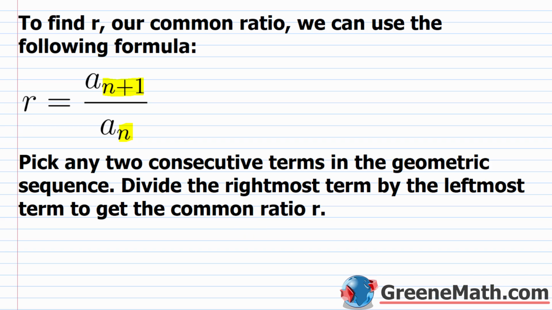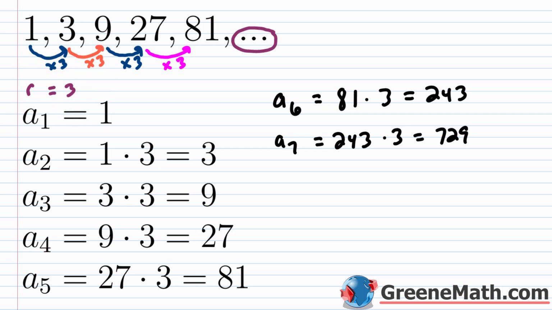If I come back up here, if I wanted r without eyeballing it, you could pick any two terms that are next to each other. You could pick a sub 1 and a sub 2, and just divide a sub 2 by a sub 1. So you could say that r is equal to a sub 2 over a sub 1, which is 3 over 1, which equals 3.